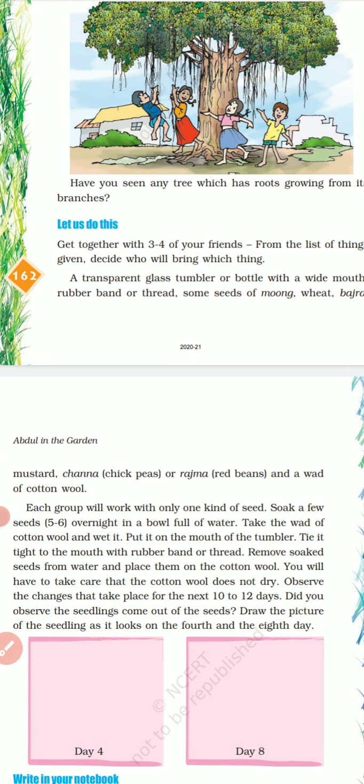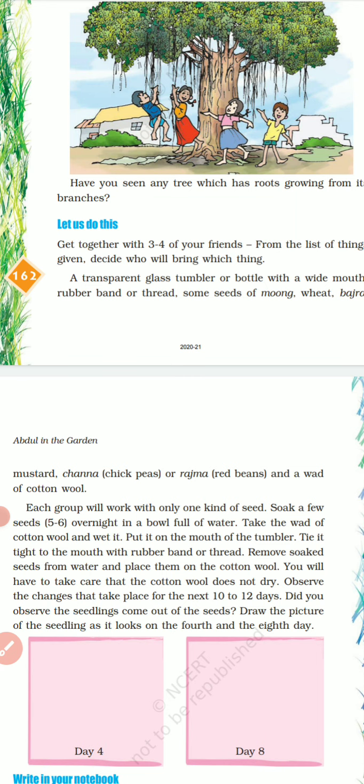Put it on the mouth of the tumbler. Tie it tight to the mouth with the rubber band or thread. Remove soaked seeds from the water and place them on the cotton wool. Okay. Then you see you have to put some cotton wool, right? And you have to put it on the mouth of the tumbler also. Then you have to remove some soaked seeds and put them on the cotton wool.